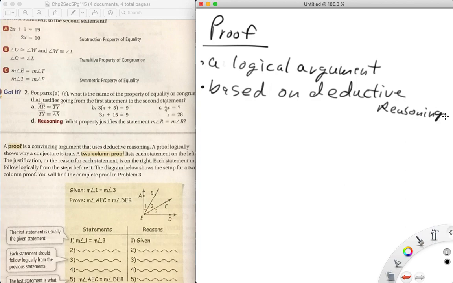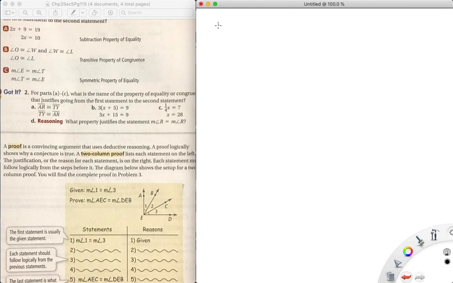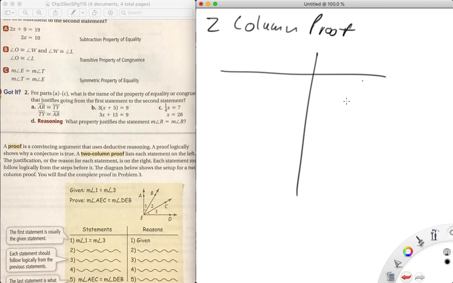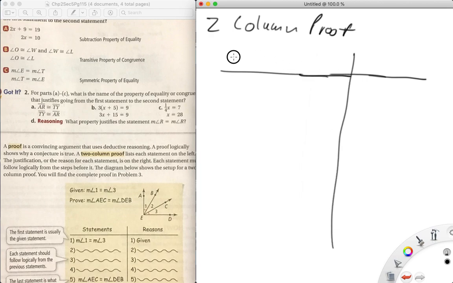Okay. We're going to do something called a two-column proof. And basically, in a two-column proof, we have one column this way, one column that way. The first line is going to say, let me change it a little bit. Statement, I usually write S. Reason, I usually write R.